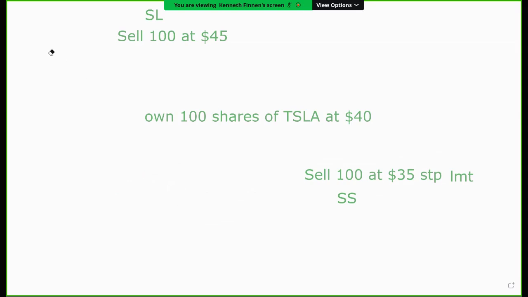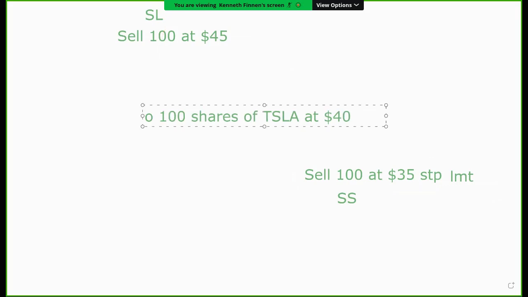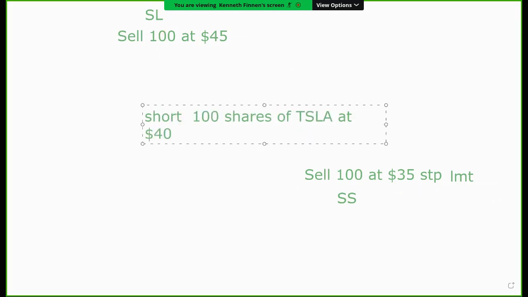So remember, stops protect, limits do not. I'm doing this to protect, and I'm doing this to take a profit. However, let's try a new scenario. Let's leave everything up there. I'm short 100 shares of Tesla at 40. I want it to go down.